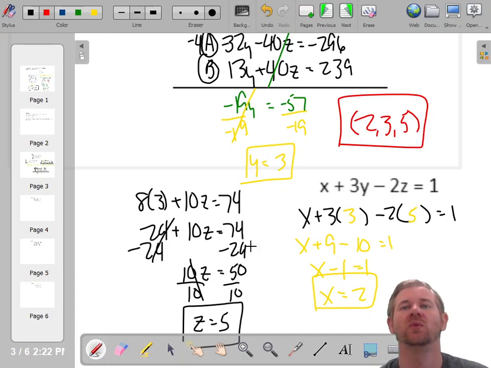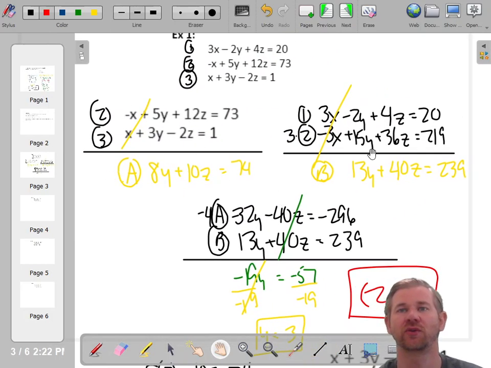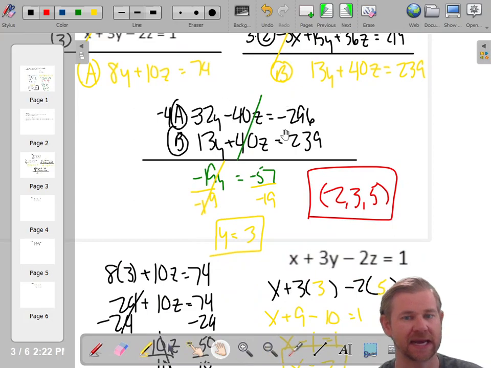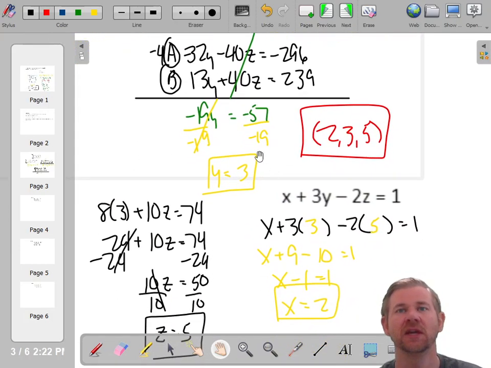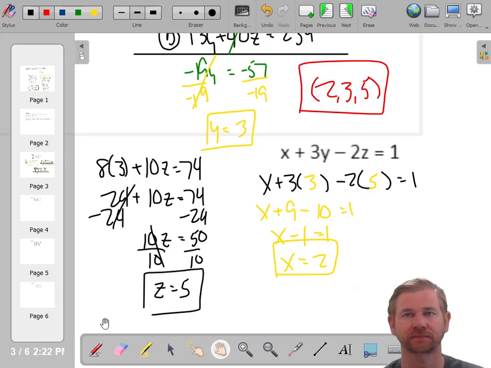Okay? We first eliminated one variable two different ways. We created a two-variable system, which we can solve because we're good at that now. And once you get one of them, you get the ball rolling and you just work your way back up to get the other two. Okay?